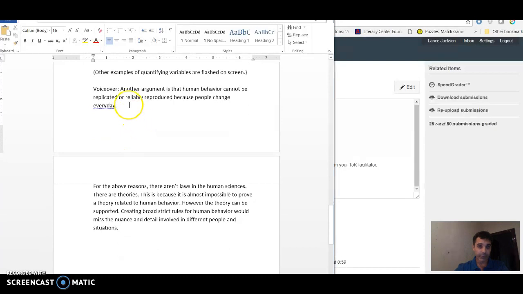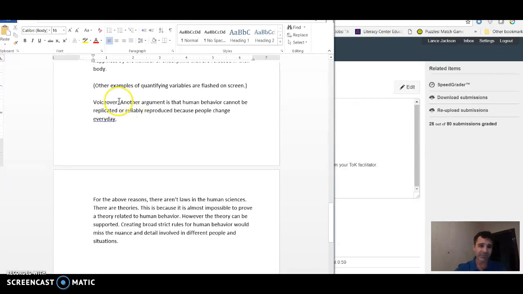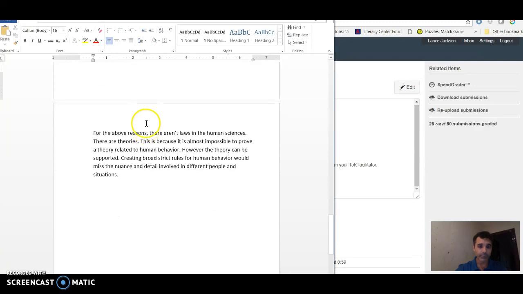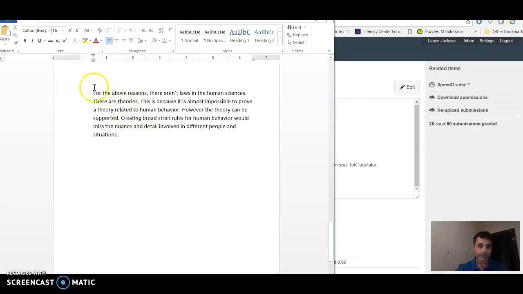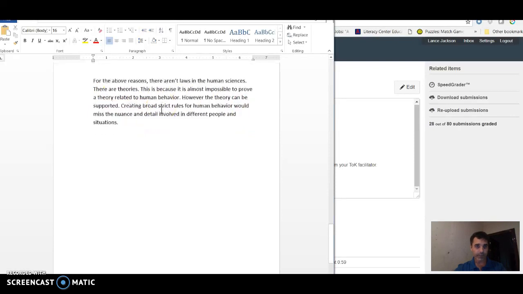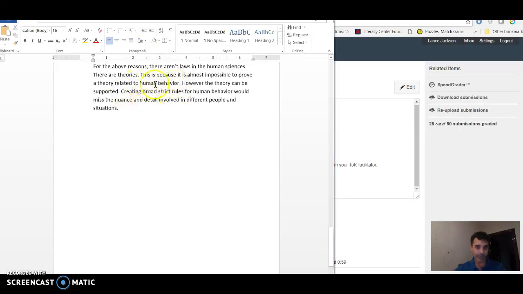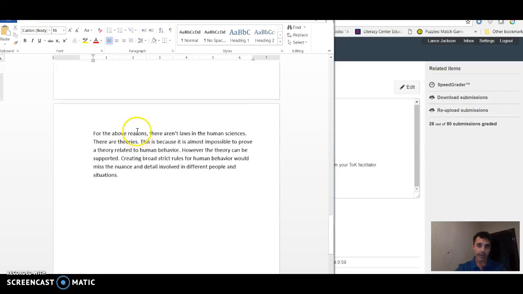Some people are suffering when they're actually happy, when they're feeling joyful and they're joking and they're living with their friends and they're all happy and having a great time. They would say, this is a kind of suffering for me. I'd much prefer to be living in a rainforest with animals. I think that would be better for me. Okay, so for the above reasons, there aren't laws in the human sciences. There are theories. Interesting. Okay, and then she explains what she means there.